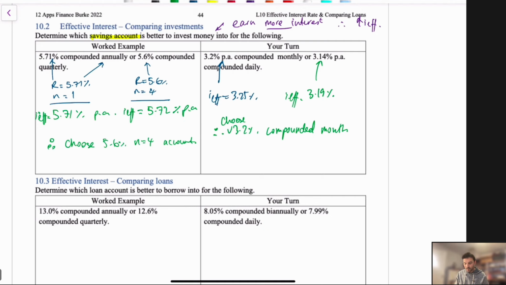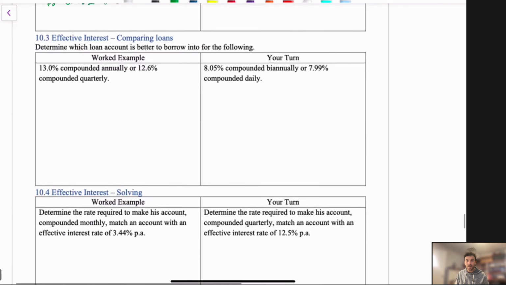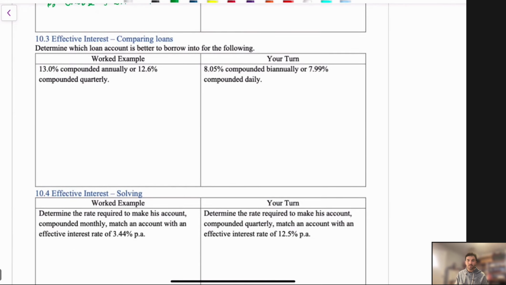All right, let's move on to the next one, and we're looking at comparing loans now. So define which loan account is better to borrow into for the following. Now this one here, we're borrowing money here, and what it means by better is you want to pay less money. So we're thinking here we want a lower effective interest rate. So we want to drop that. Therefore, it's less interest. Okay. So do you see here the wording of the question is important on whether we choose one or the other.